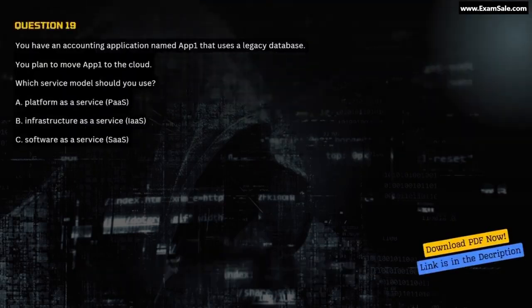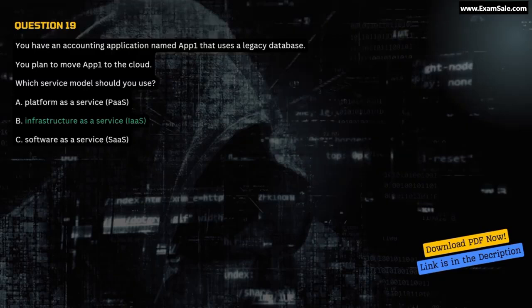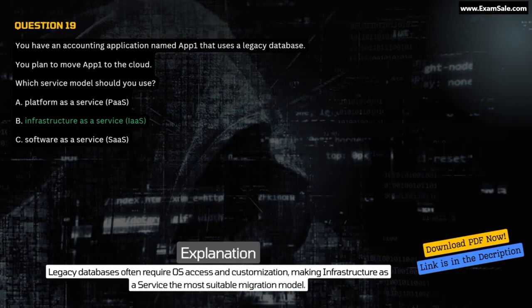Question 19. You have an accounting application named App1 that uses a legacy database. You plan to move App1 to the cloud. Which service model should you use? A. Platform as a Service, PaaS. B. Infrastructure as a Service, IaaS. C. Software as a Service, SaaS. Correct answer B. Infrastructure as a Service, IaaS. Explanation. Legacy databases often require OS access and customization, making infrastructure as a service the most suitable migration model.